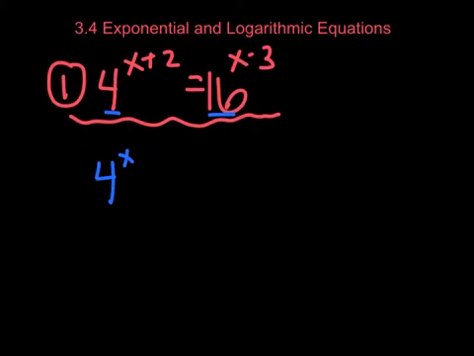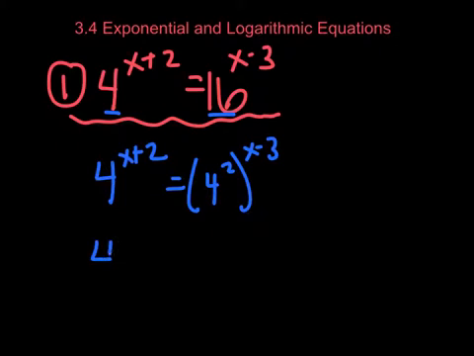So this is 4 to the x plus 2. We've kind of already done this a little bit. 16 is 4 squared. The other option is to put it in log form on both sides, but we'll do that on another problem. So if you can get the bases the same, do it that way. You can also take the 4 and the 16 down to 2 if you want.